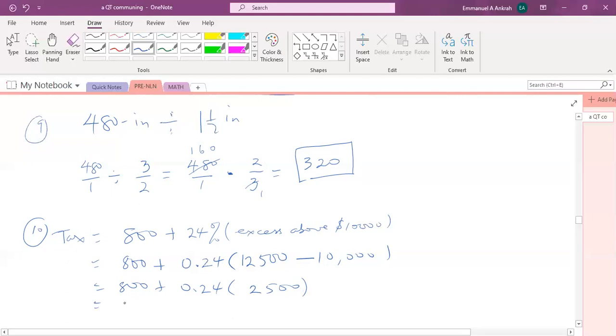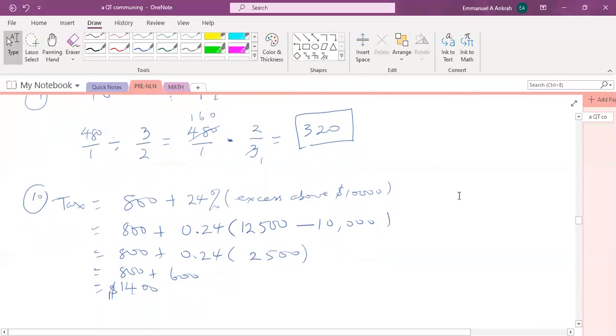So that gives you 800 plus 600. So the person is going to pay $1,400. So if you get a problem like this, summarize the information into a simple equation like I did. Any question on that one? No. Yeah, I believe it's fine.